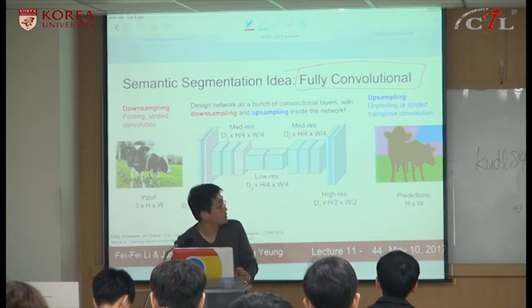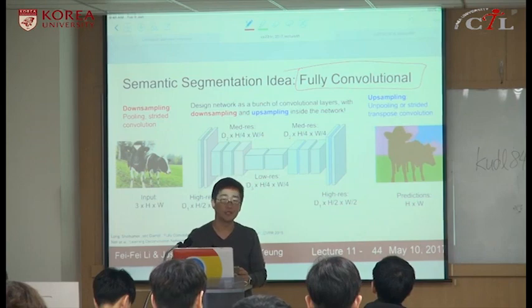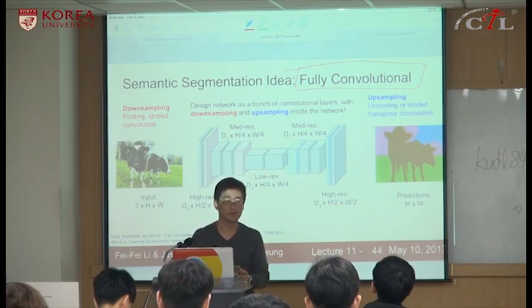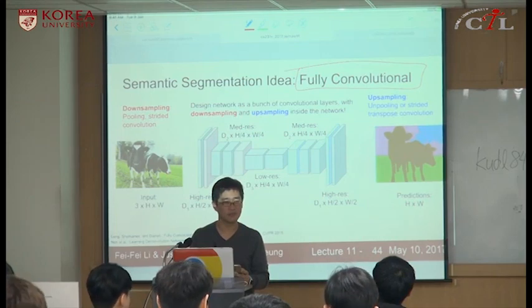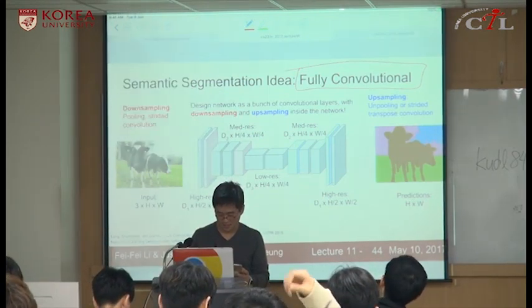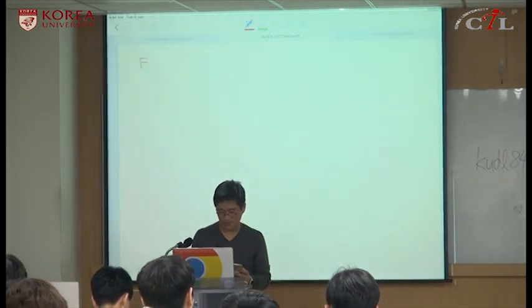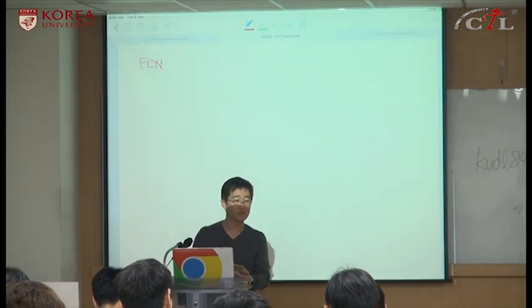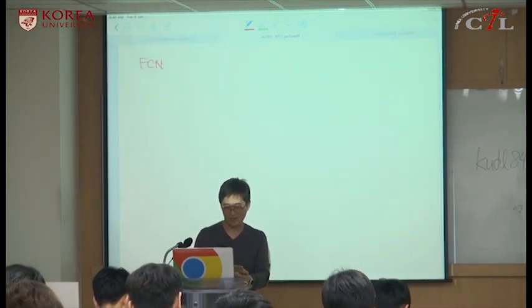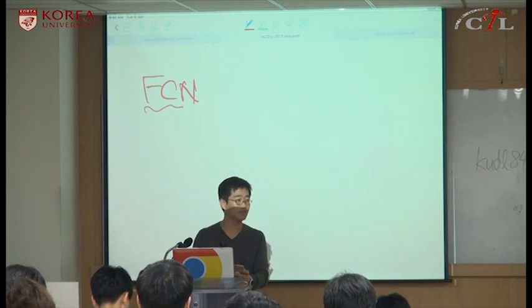So I'd like to briefly discuss the fully convolutional network. Did I explain this fully convolutional network? Okay, so in short, it is of course called the FCN, fully convolutional network, but it is not actually a fully connected network. It's actually a fully convolutional network.